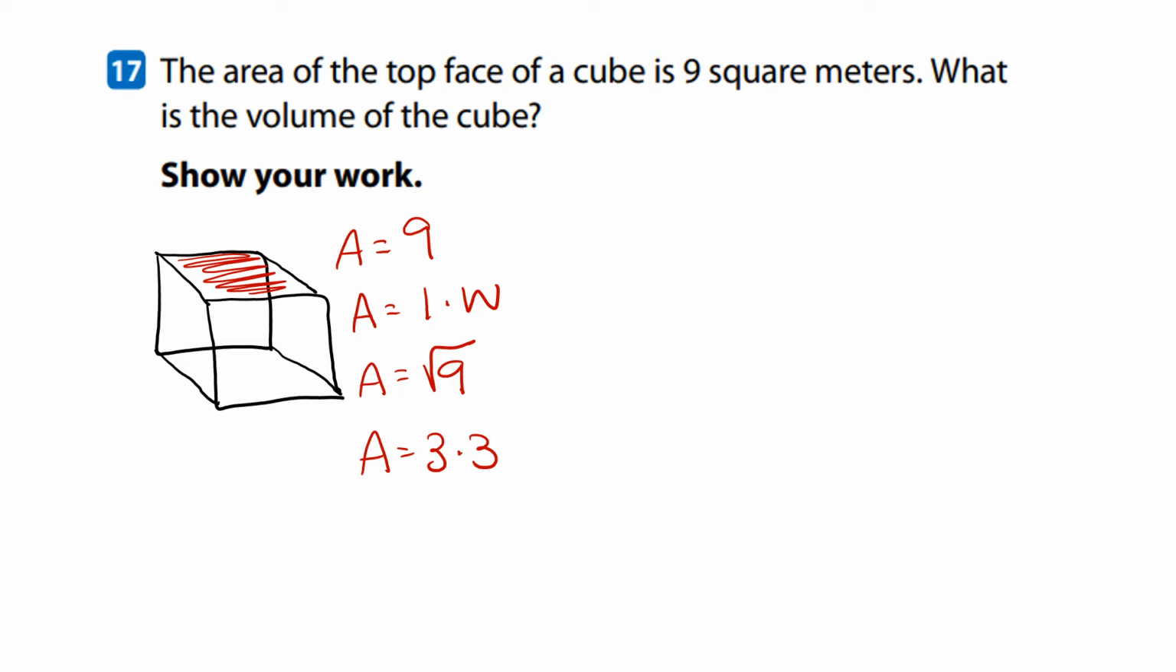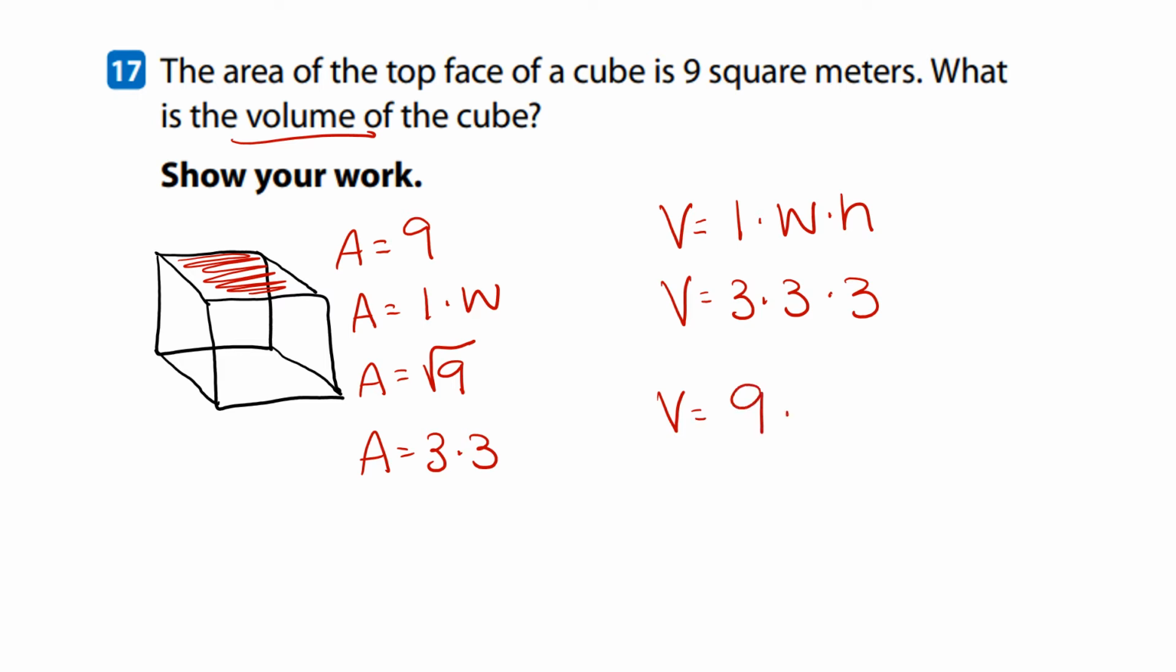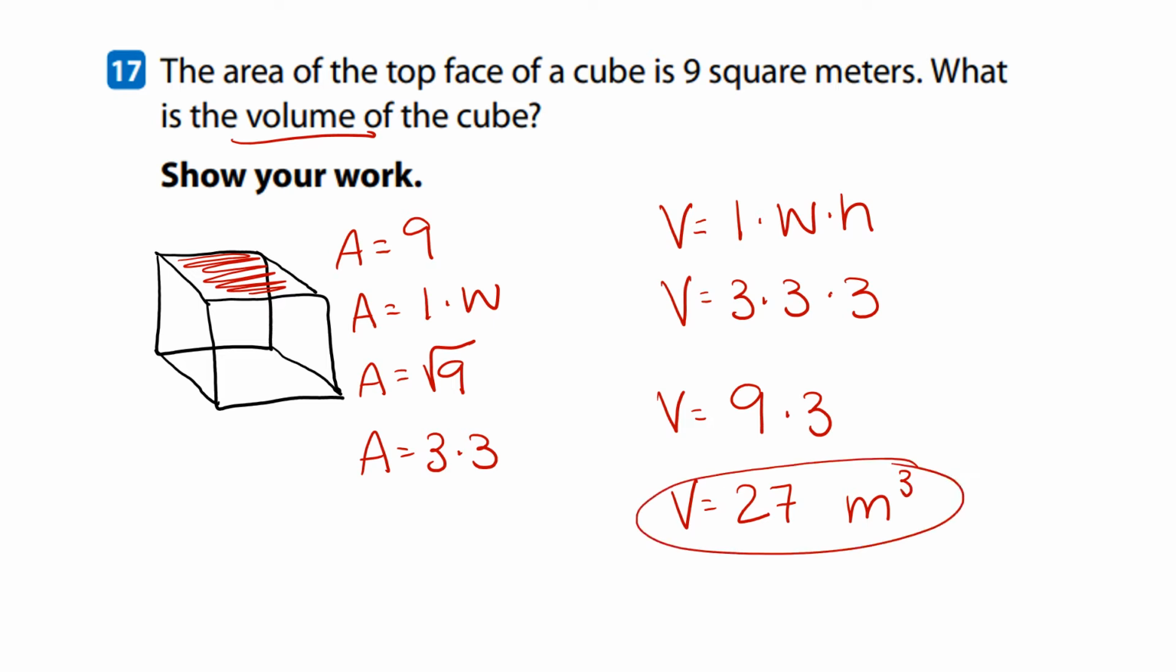Now, the question asks us to find the volume of the cube. Volume is found by doing length times width times height. We already know that the length and the width are 3 because that came from our area problem. And because it's a cube, the height is also 3, because in a cube, just as a square, all sides are the same. 3 times 3 would give us 9. 9 times 3 would give us 27. We would have 27 meters cubed for our volume.